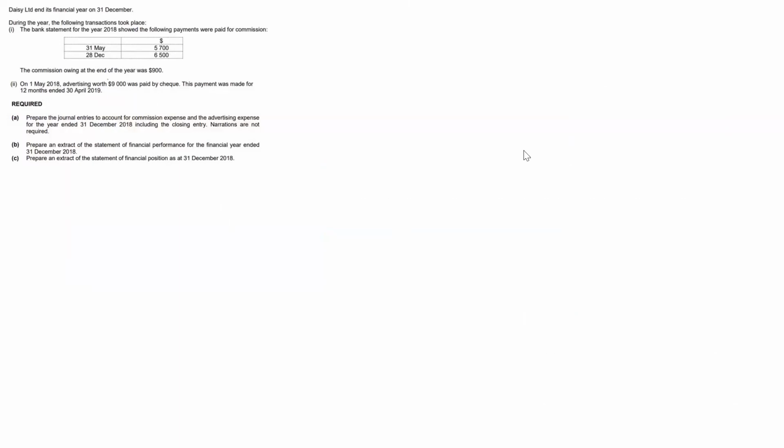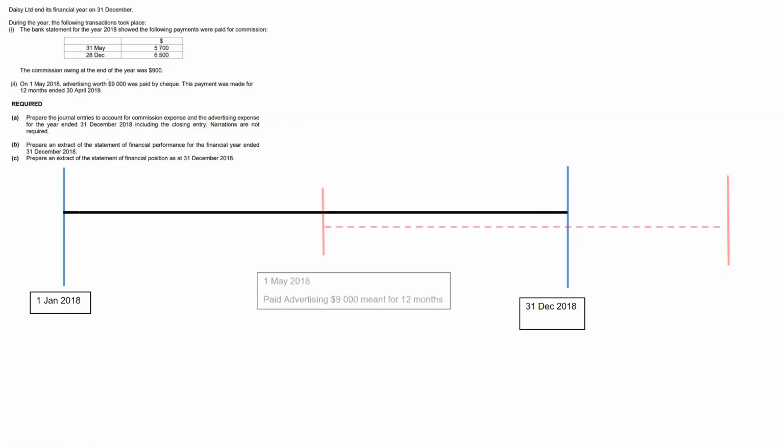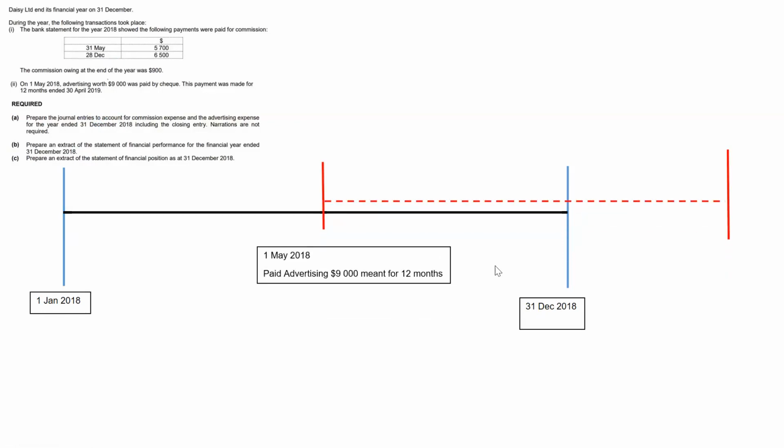So we're going to start off with my accounting year end for this business, which ends at 31st December, and we are doing the year for 2018 over here. So the beginning date would have been 1st of Jan 2018. What we are trying to do over here is we want to capture any information that's related within this time frame. And the question, in fact, tells us that on the 1st of May 2018, we actually paid an advertising amount of $9,000 on 1st of May.